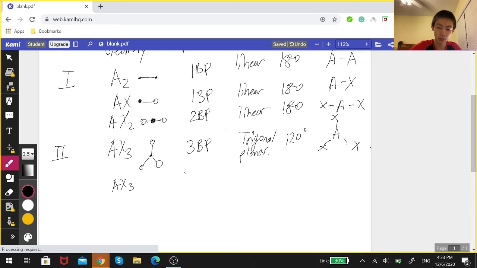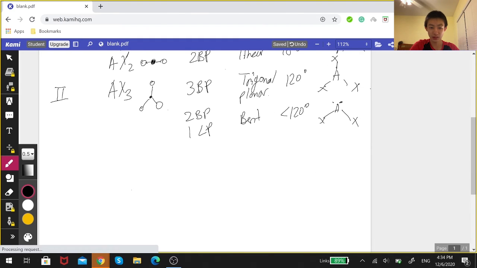Now we have our second type of AX3, and that is 2 bonding pairs and 1 lone pair. That will be called bent. And bent has an angle of less than 120 degrees, and it's gonna look like this: A, X, X, and one lone pair up there. Now that's 2 bonding pairs and 1 lone pair. That kind of is type 2 as well.